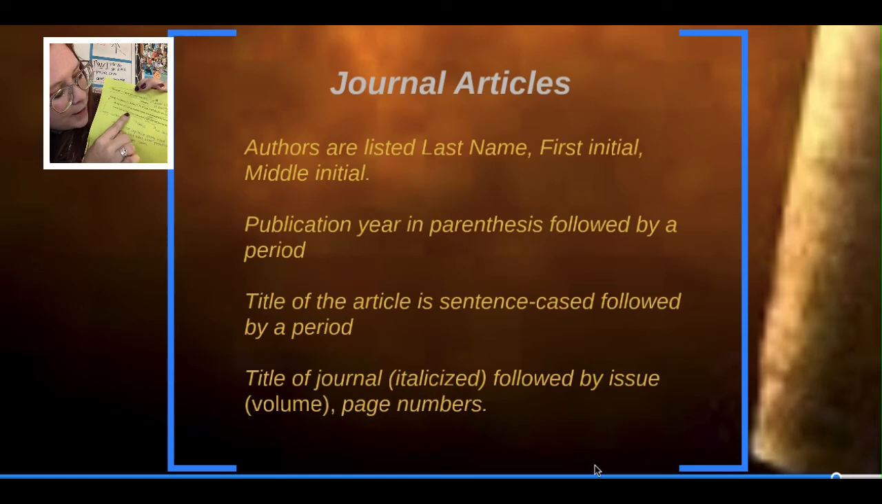So again, we have in italics the name of the journal. The volume is still in italics. In parentheses is the issue, not in italics. And then right after that is the page number.